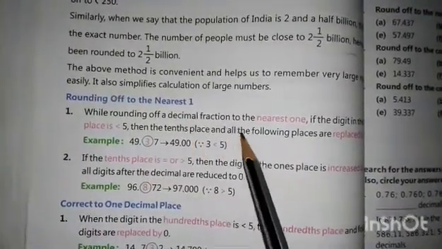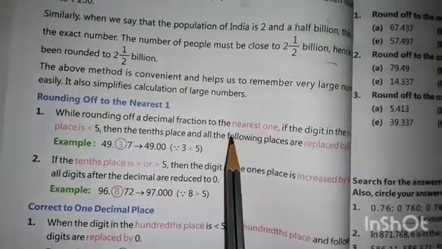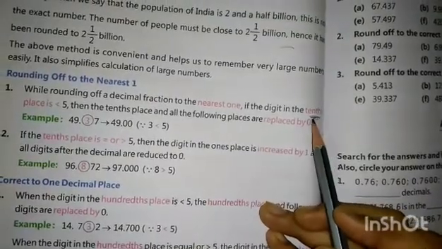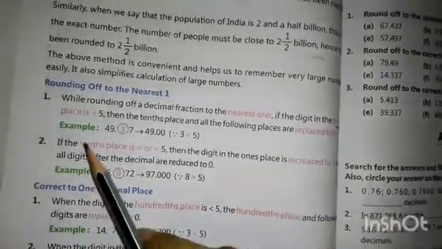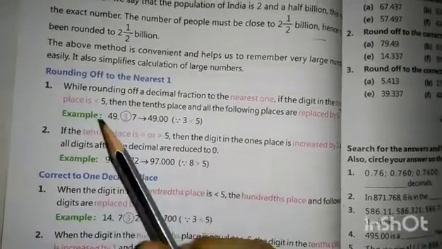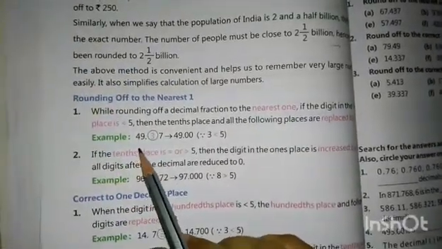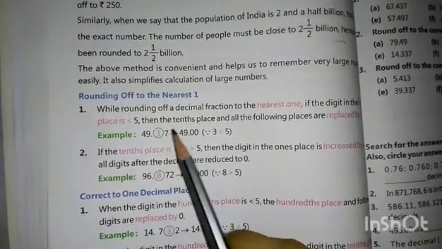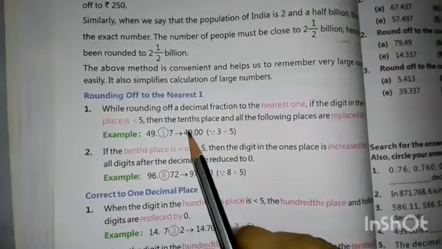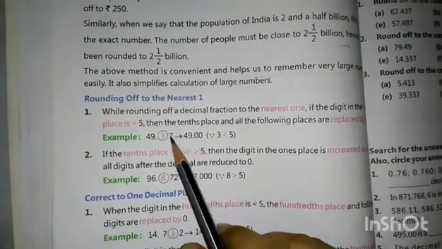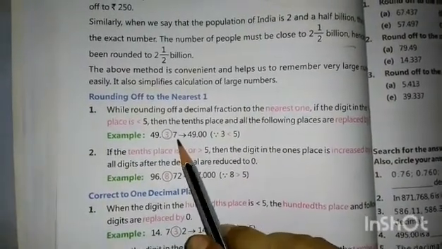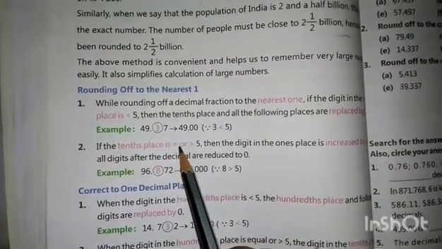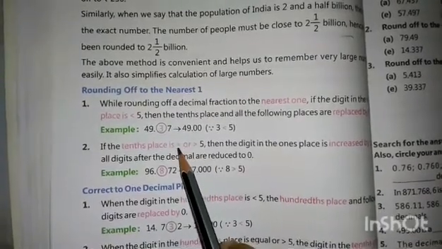While rounding off a decimal fraction to the nearest one, if the digit in the tenths place, see, tenths place, not tens, tenths place, is less than 5, see the example here: 49.37 reads as 49. Why? Because 3 is less than 5, and 3 becomes 0, and the remaining digits are also replaced by 0.